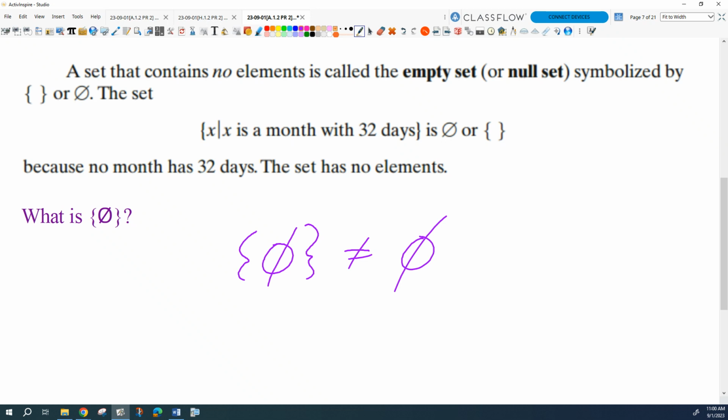Is the empty set nothing? No, it's not. It's something. It's the empty set. It just doesn't contain any elements is all, right? Does that make sense? That's kind of tricky. Like I say, that's kind of bonus level stuff.